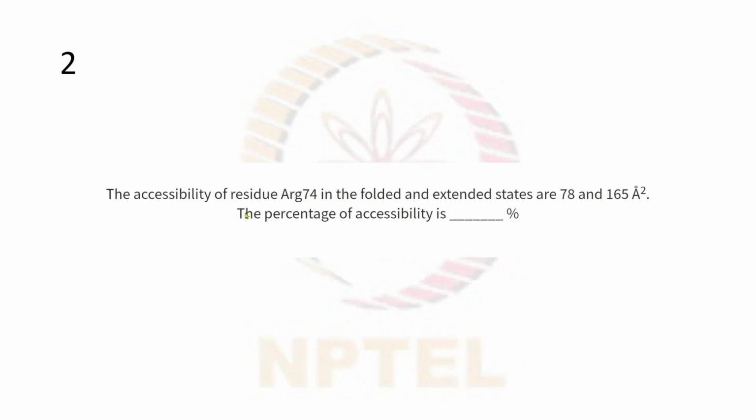So given the accessibility of arginine 74 in folded state and extended state are 78 and 165, what is the percentage of accessibility?